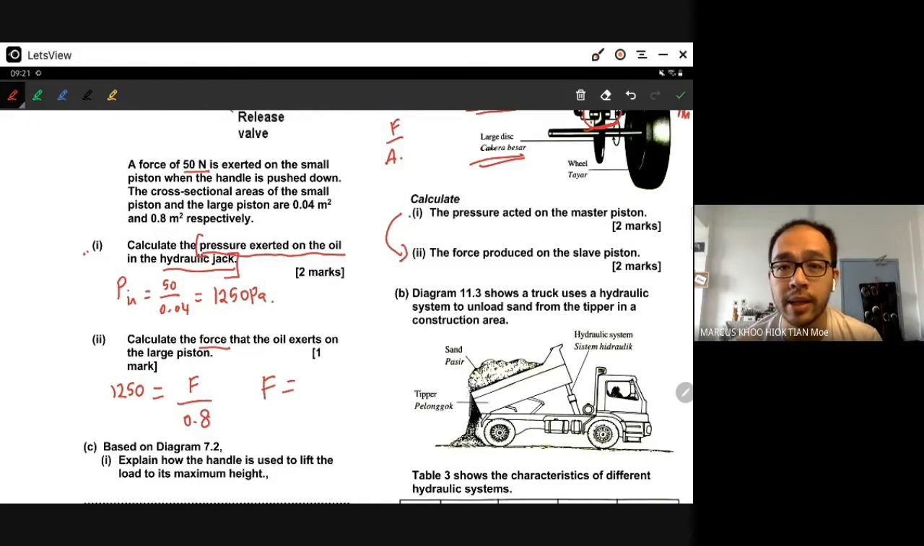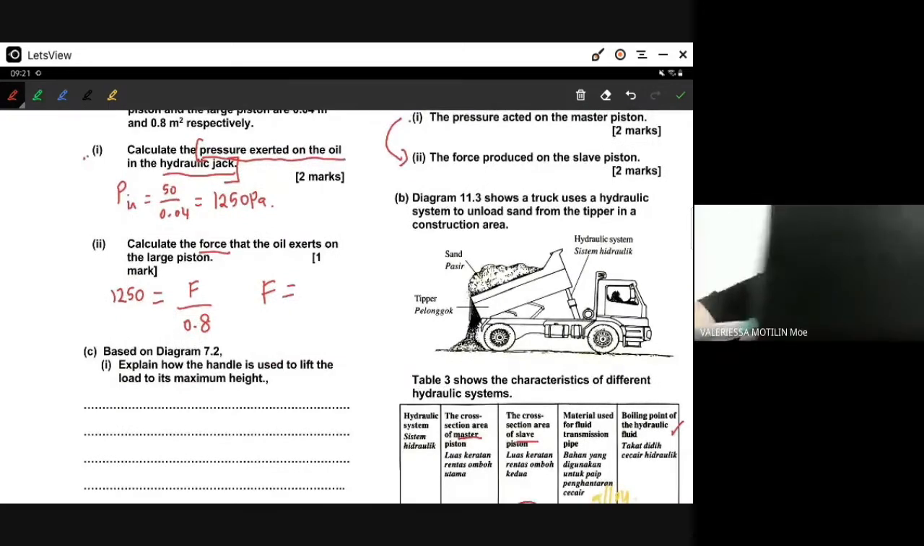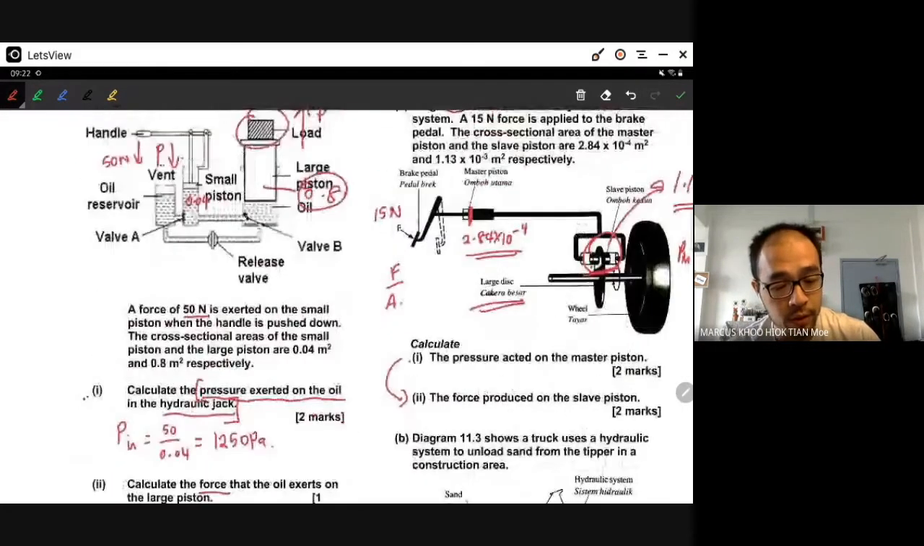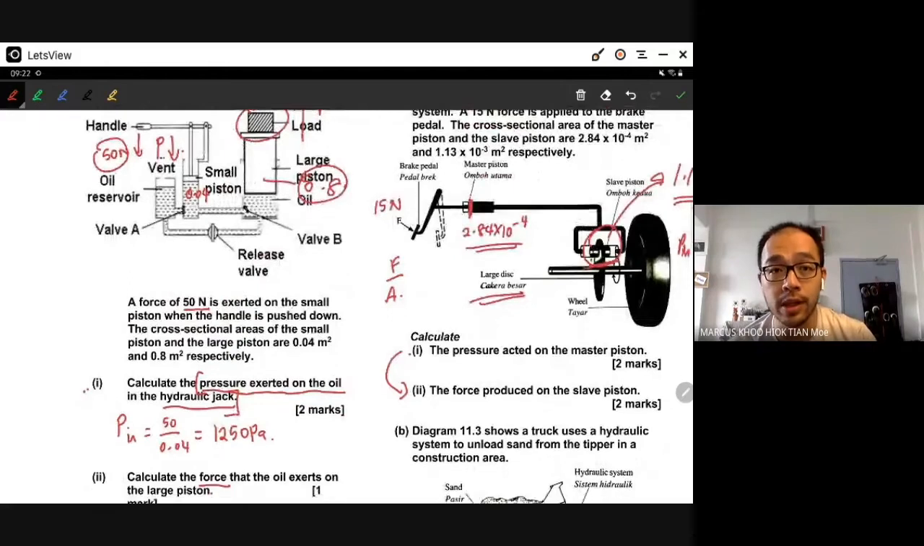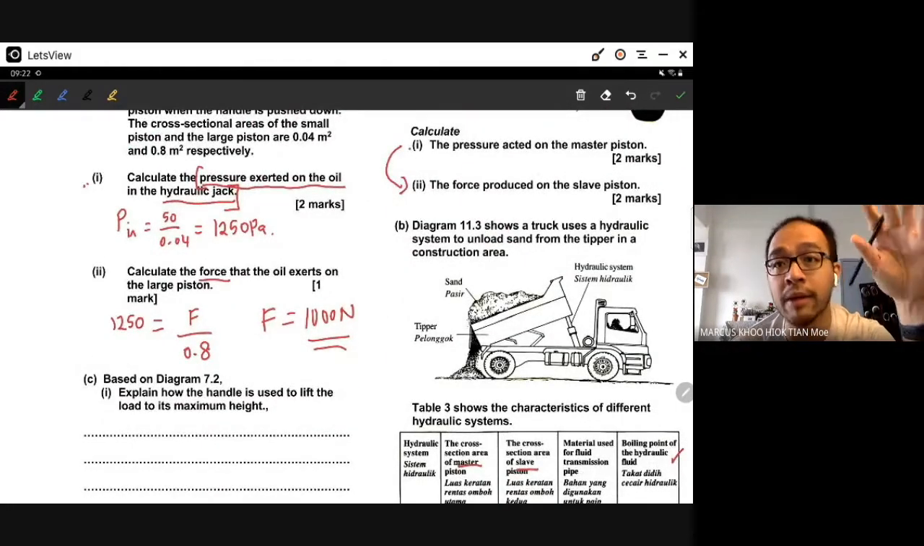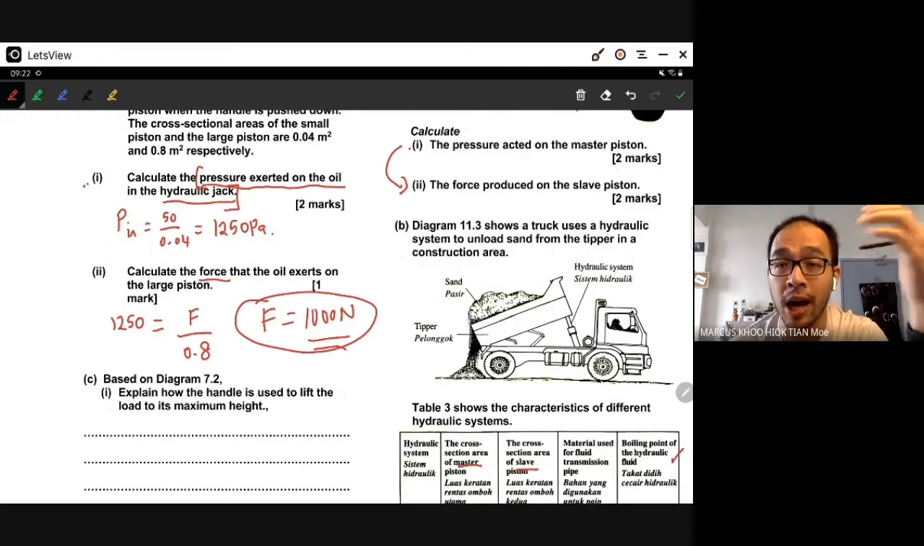This is a simple calculation. Let's not waste time. 1000 Newtons. Okay, 1000 Newtons. So you notice that 50 Newtons, which is about 5 kg worth of force, and you get an output force of 1000 Newtons, which is about 100 kg worth of force.